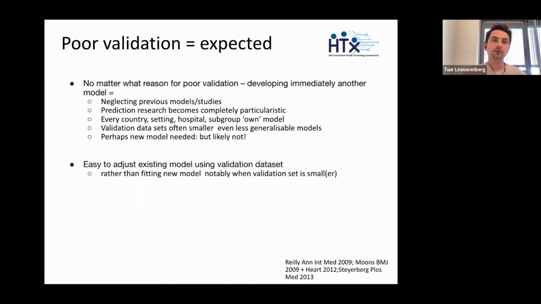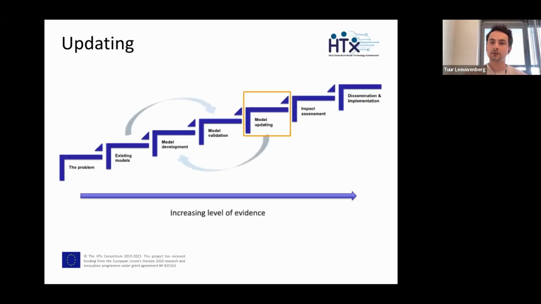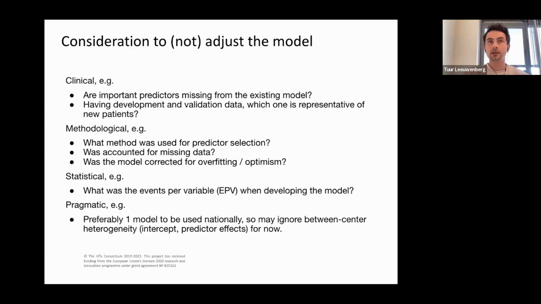But there's another option, which is to adjust the other model. So now we come to the updating part. If you observe that the validation wasn't perfect, then you can update the model and correct, for example, the calibration curves that we just saw.